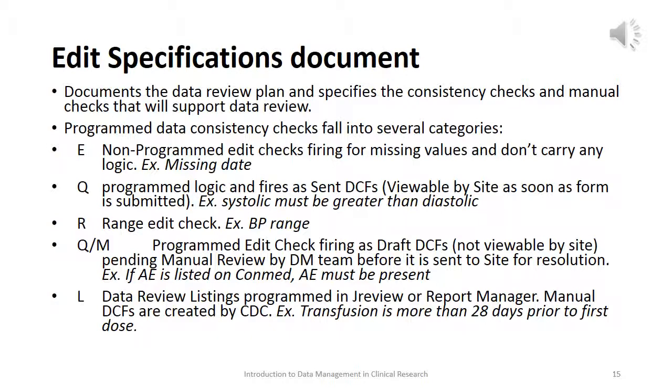So we have a series of programmed edit checks that are going to run on our clinical data, and they fall into several categories. For example, the first category, the E category, is going to be non-programmed edit checks that are going to fire for missing values that don't carry any logic. For example, a missing date, if they fail to include the patient's date of birth, or maybe the date that a particular study visit was conducted on. That would cause an edit check to fire.